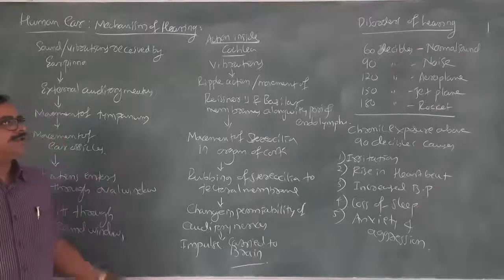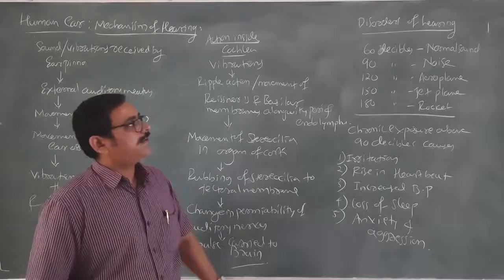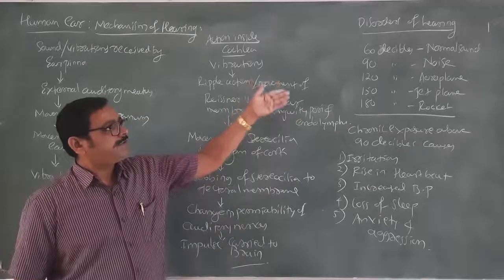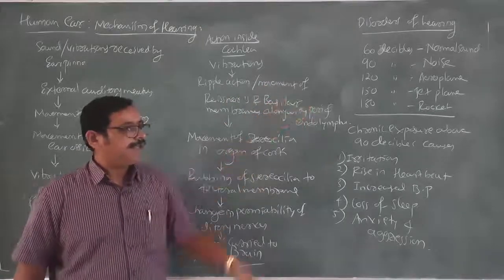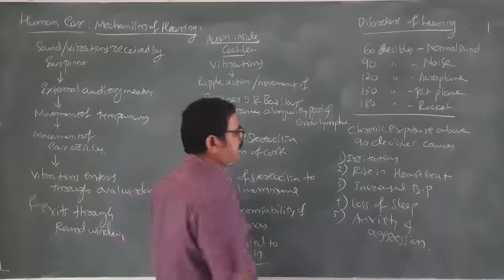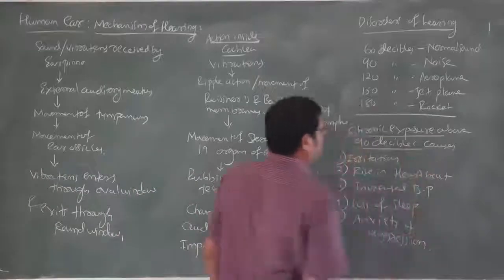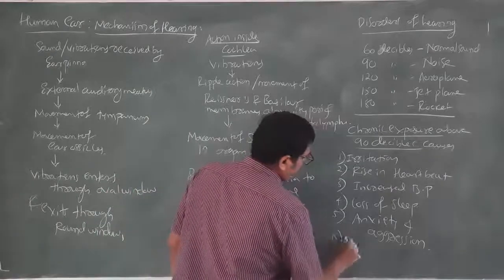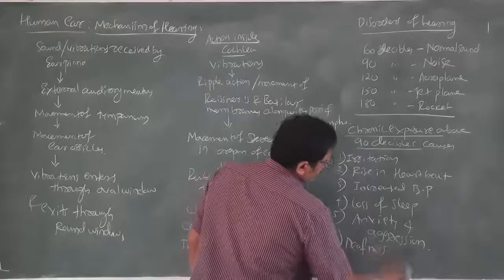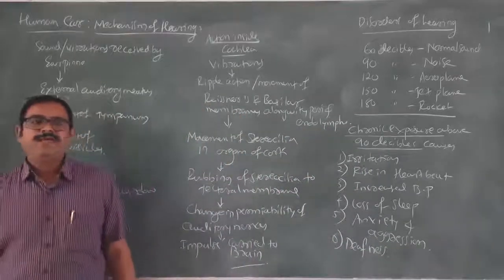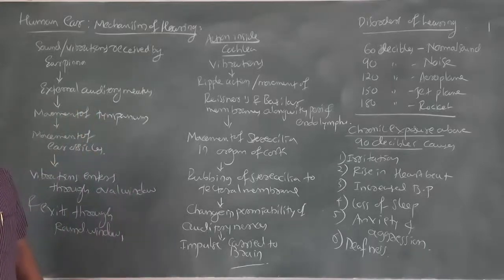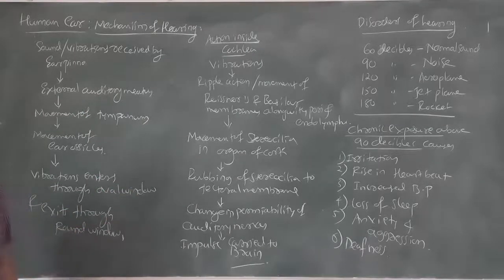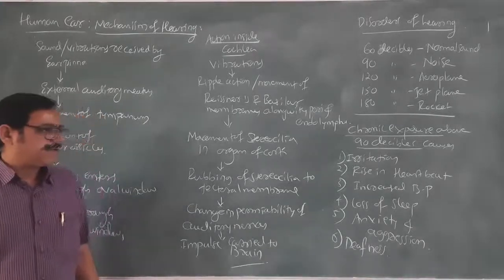Okay, so this is all about today's class. 60 decibels is normal sound, 90 is noise, 120 is aeroplane sound, 150 decibels is a jet plane, 180 is a rocket. Chronic exposure above 90 decibels can cause deafness or loss of hearing. So these are the effects: rise in heartbeat, increased blood pressure, irritation, loss of sleep, anxiety as well as aggression, and deafness.